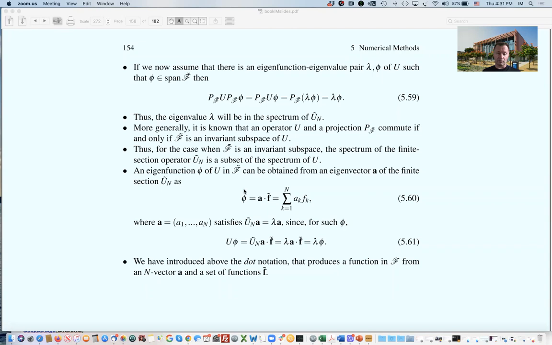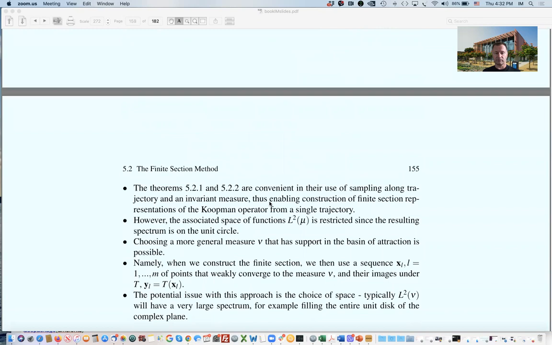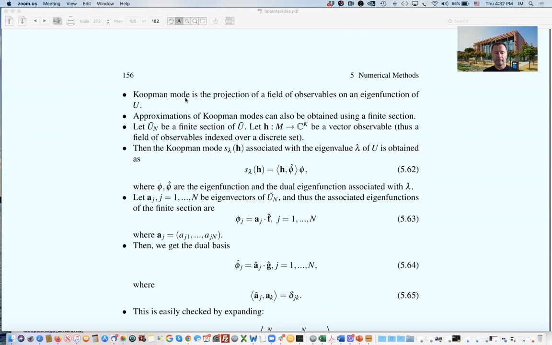So we have the spectral triple, the eigenvalues, the eigenfunctions, which can be approximated like this from a finite section. Now we're going to try to find the modes also from the finite section. So what is a Koopman mode? In general, a Koopman mode is the projection of a field of observables on an eigenfunction of U. So we find the eigenfunction, and then in principle, we could take a projection, let's call it P phi, projection onto the eigenspace spanned by the eigenfunction if we could do that computation. But we're going to see that there is a bit of a more direct method by using a finite section.